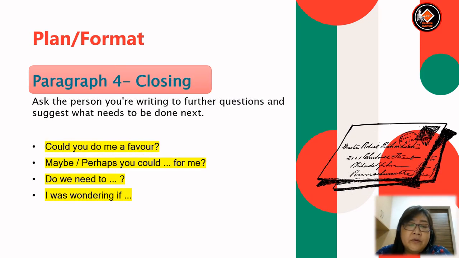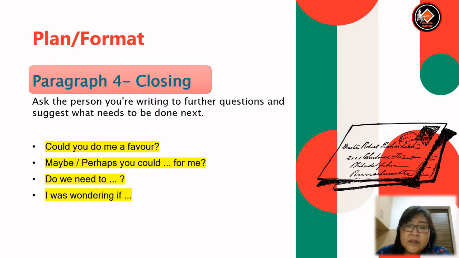For paragraph 4, you are writing the closing. You can ask the person you're writing to maybe more or further questions, or you can suggest what needs to be done. Here also in the closing, you can write your hope or wish.